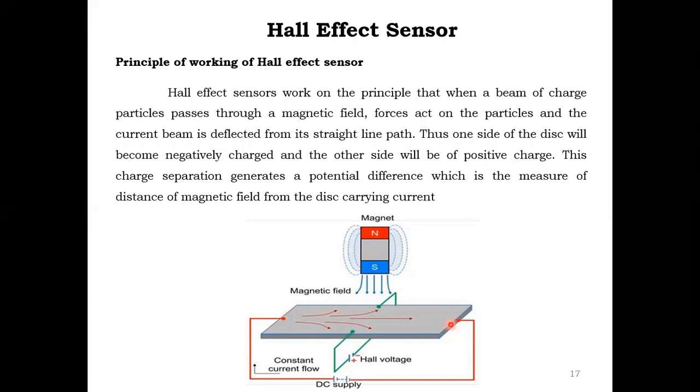We know that the flow of electrons is current. Here the electron flow will be varying, so using the variation of Hall voltage, we can identify the position of the magnet, where it is. That is the Hall effect sensor. Thus one side of the disk will become negatively charged and the other side positively charged. This charge separation generates a potential difference, which is the measure of the distance of the magnetic field from the disk carrying current.